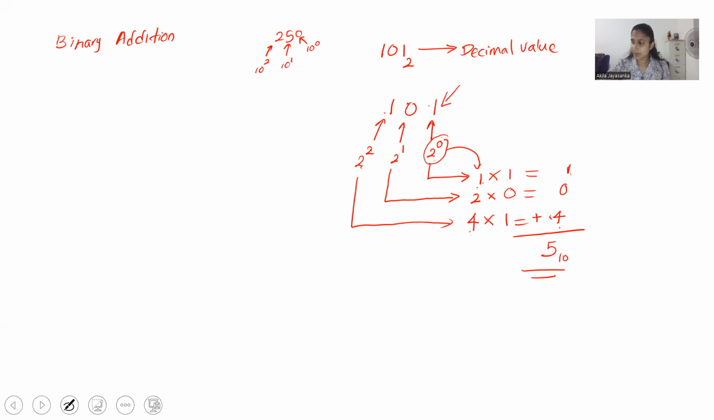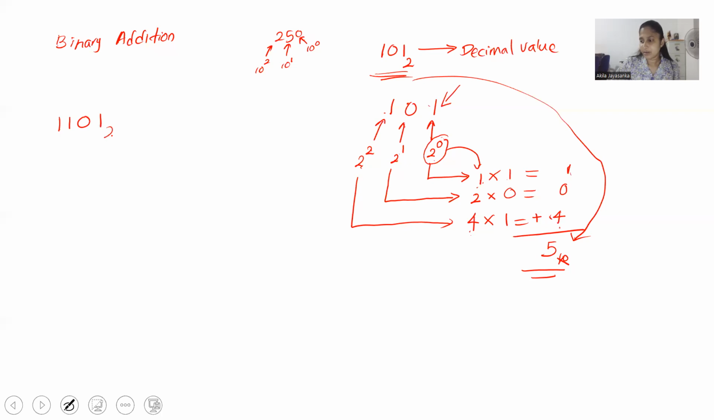5. We normally represent this as the decimal value. Understood? This is the decimal value of the binary number 101: 5. Right. Let's convert another one.